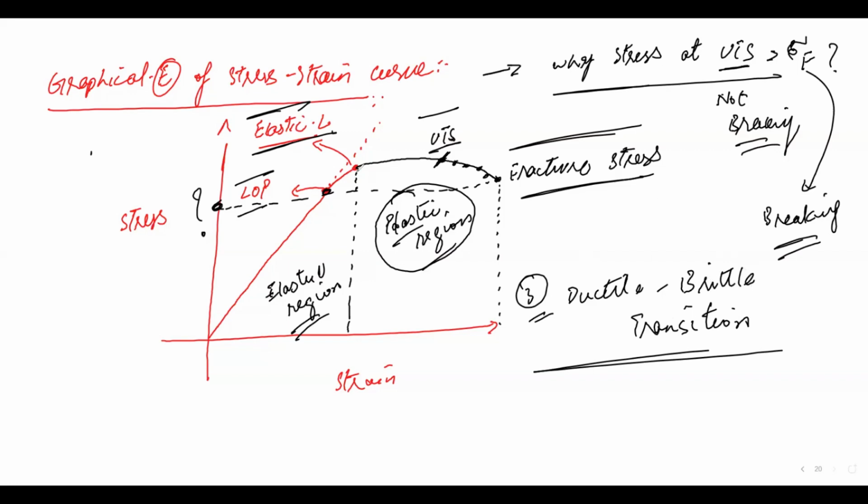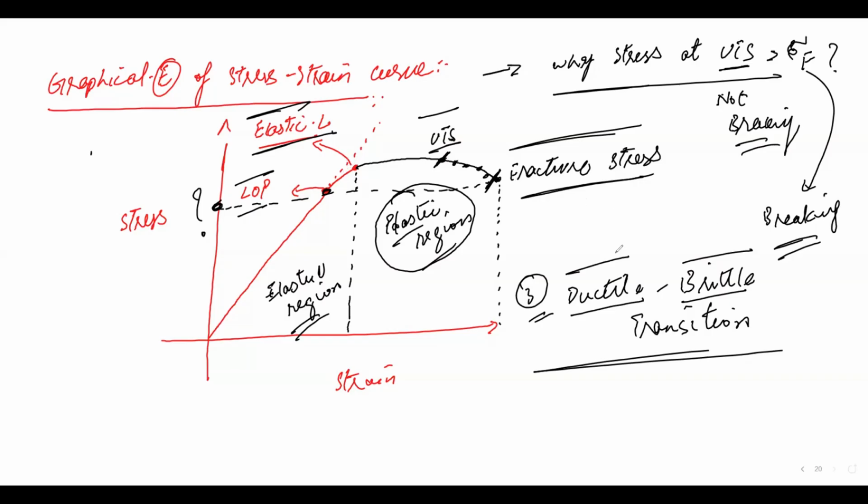Remember that any object breaking even before the elastic limit is known as brittle, like glass, right? Glass is brittle. It can break before even reaching its elastic limit. A ductile material extends up till the fracture stress and then breaks down. So a material is ductile if it reaches the fracture stress, and brittle if it breaks even before the elastic limit.